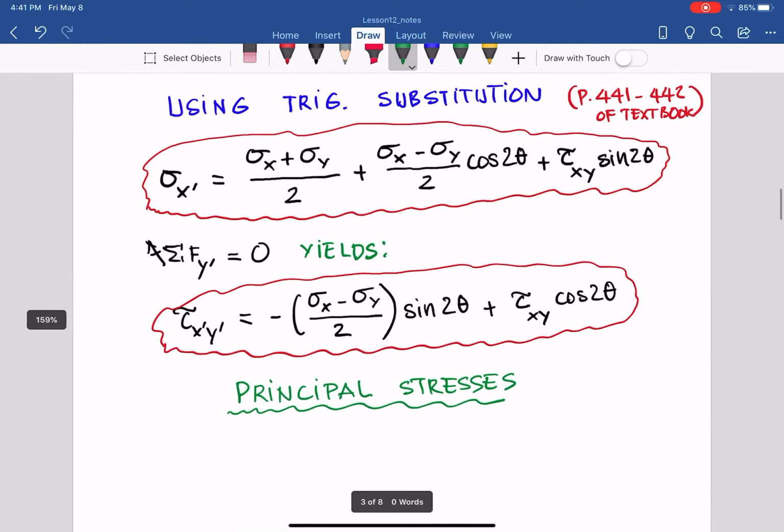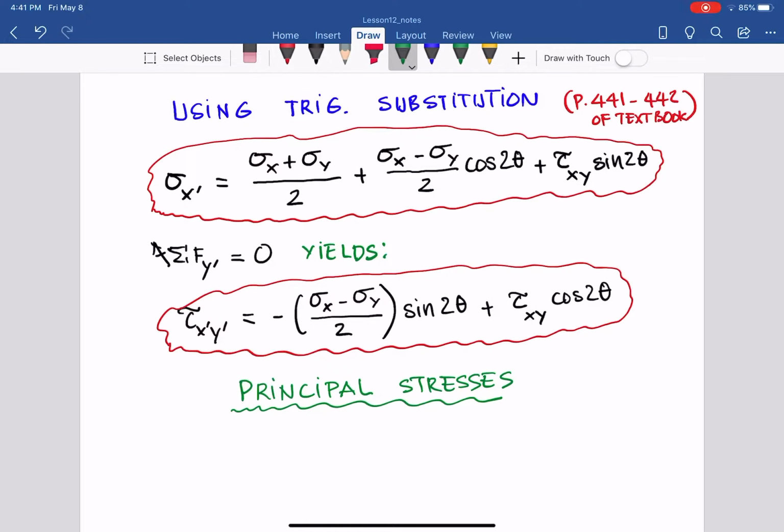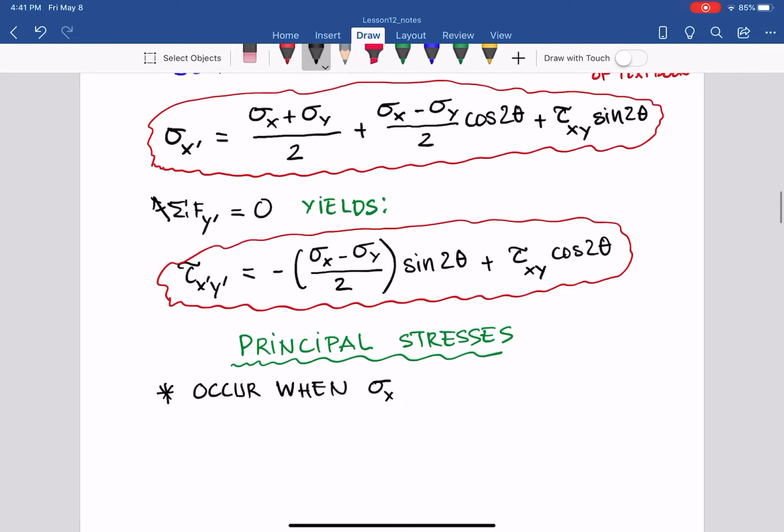So what does that mean? We want to find out where is the maximum or minimum of the sigma x prime. So basically, the principal stresses occur when sigma x prime is, as I mentioned, either a max or min.